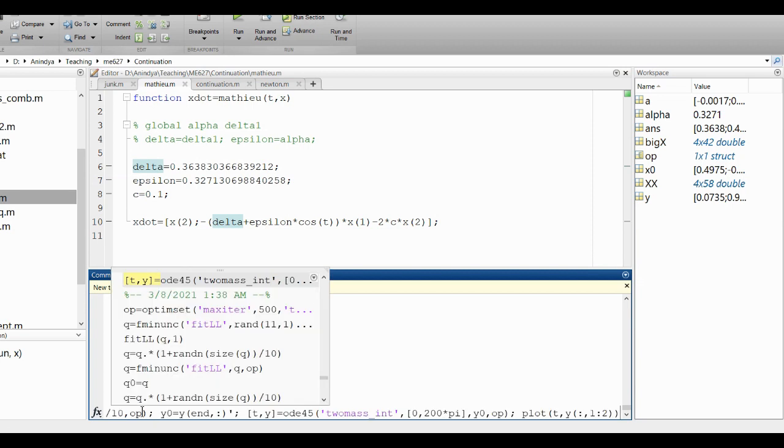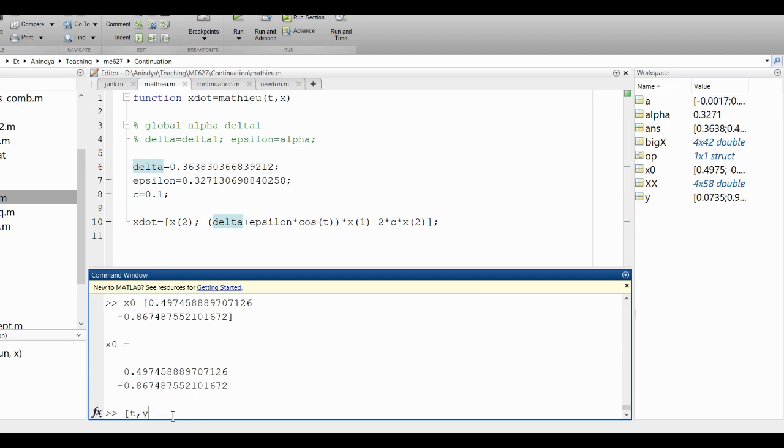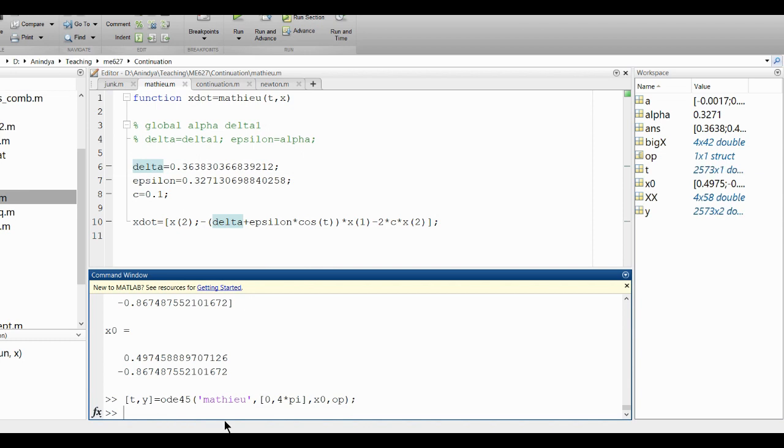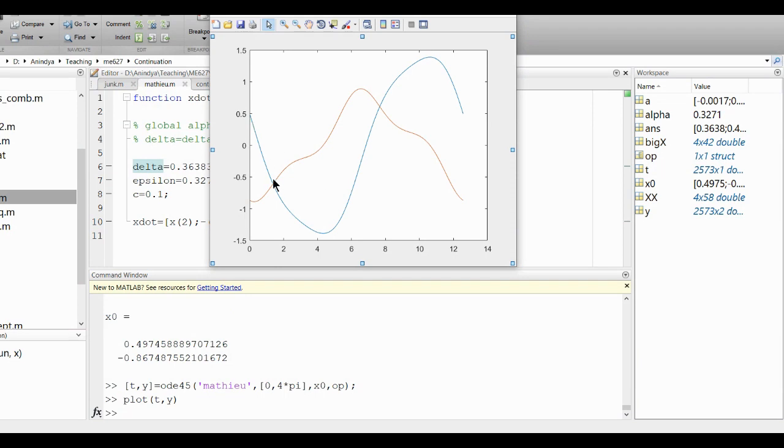And so we come here and I say T y equals ODE45 Mathieu, 0 to 4 times pi, x0, OP. Okay, plot T, y. Both x and x dot will be plotted, and it should be a perfectly periodic solution. So it starts here and it goes there and comes back here. This starts at some value and comes back to exactly the same place.